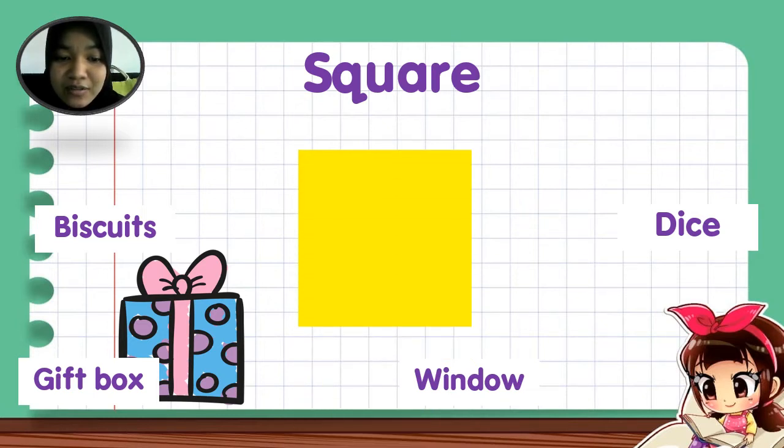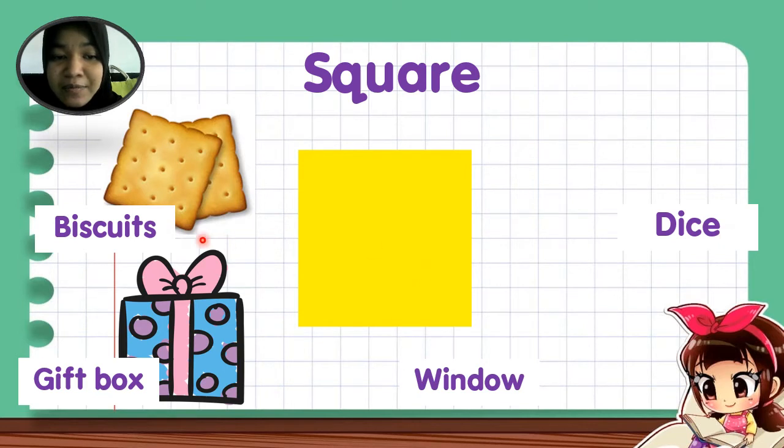This is square shape, and as you can see here, there are few words that I mentioned that resemble the square shape. Yang teacher tunjuk ni adalah contoh-contoh bentuk segi empat sama dalam kehidupan seharian kamu. Okay, so basically you can find these shapes in your daily life. Okay, first the one. Okay, number 1.